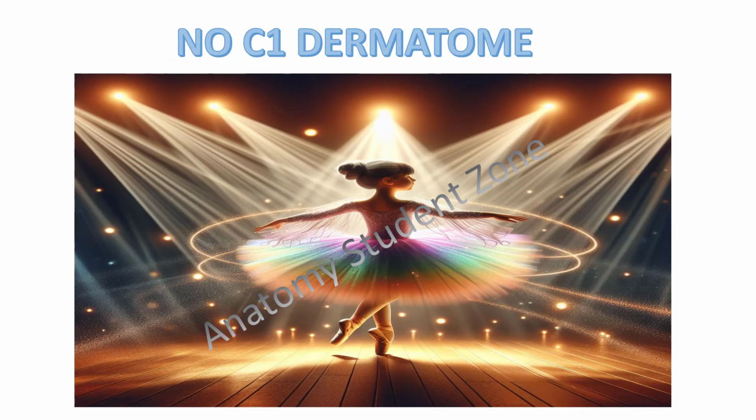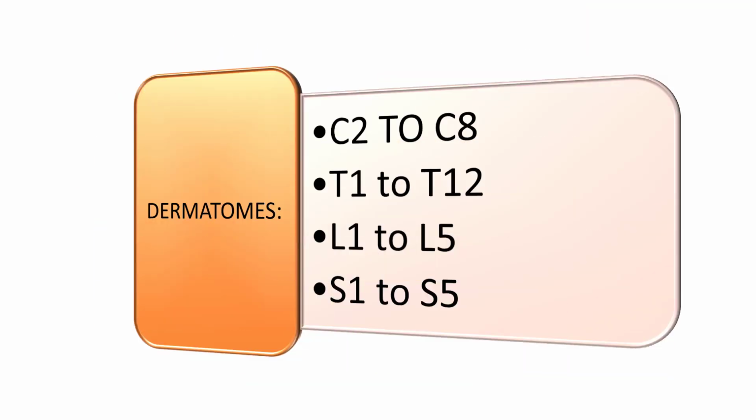So the point to remember is that the first cervical nerve doesn't carry any dermatome. The reason for this is that the posterior root of the spinal nerve C1 is absent in most individuals. So the dermatomes are from C2 to C8, T1 to T12, L1 to L5, S1 to S5. First I will tell you about the dermatomes of the face, then head and neck region. After that I will cover upper limb dermatomes, and lastly we will go through the lower limb and the thorax dermatomes.